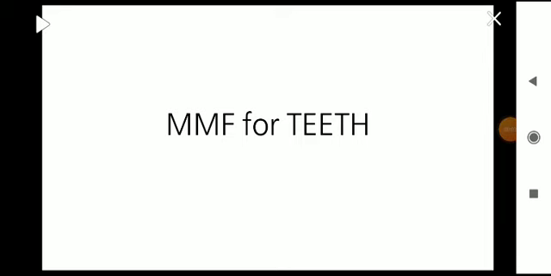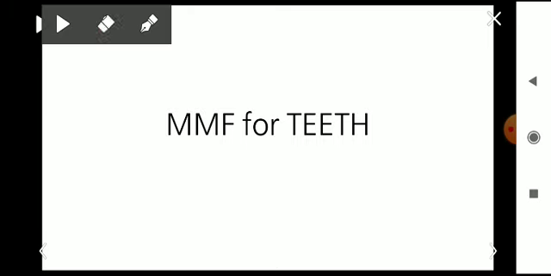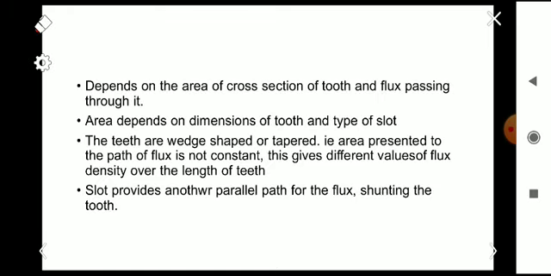Hi all. In the last class we have learned how to find the MMF of air gap. So here in this video we are going to learn to find the MMF for teeth. As we know, the MMF required for teeth depends on the area of cross section of the tooth and the flux passing through it. That is, the area of cross section depends on the dimensions of the tooth, which in turn depends on the type of slot.